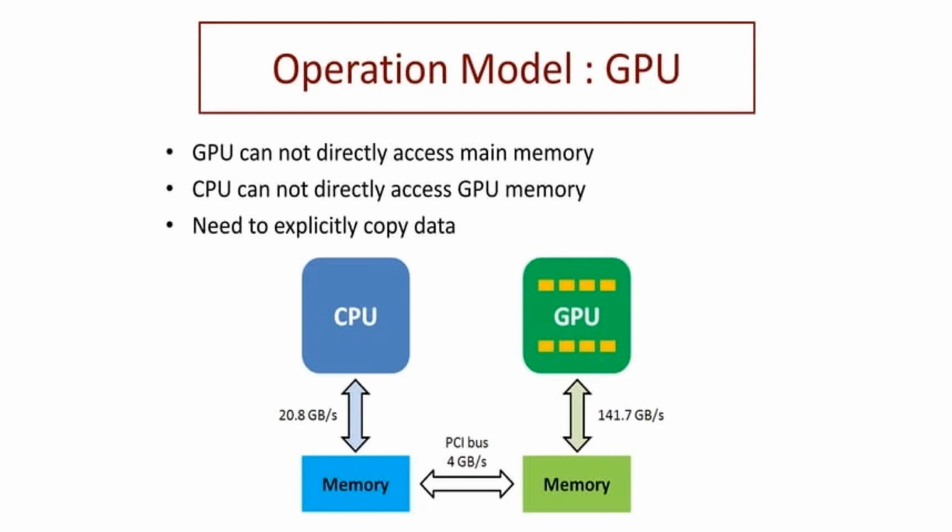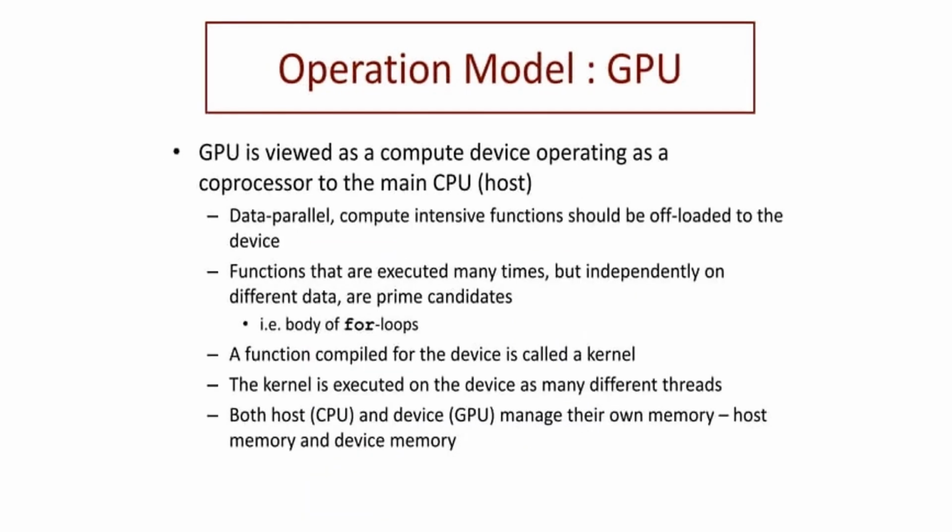GPU cannot directly access main memory. CPU cannot directly access GPU memory. Need to explicitly copy data. GPU is viewed as a compute device operating as a coprocessor to the main CPU host. Data parallel: compute intensive functions should be offloaded to the device. Functions that are executed many times but independently on different data are prime candidates. That is, the body of for loops.